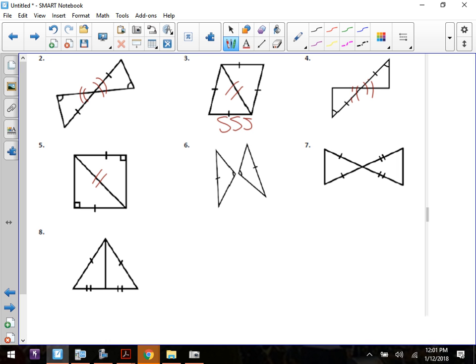Hypotenuse leg can only occur if you've got a right triangle. Here we've got the right triangle, so we've got the right angles. Hypotenuse is always across from the right angle, and you've got one of the legs.